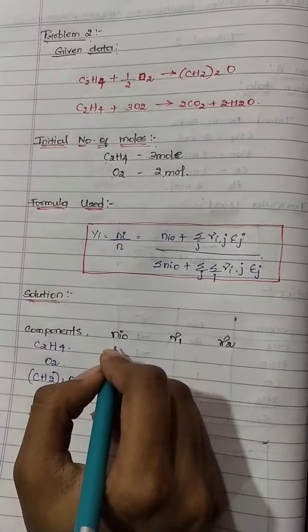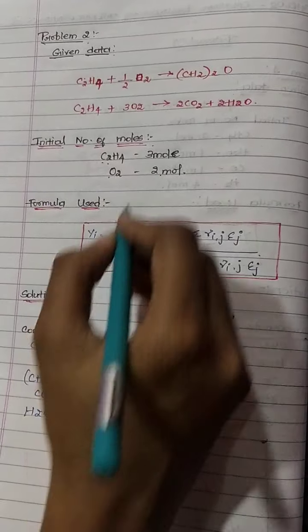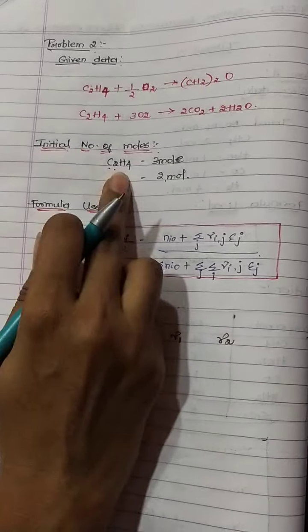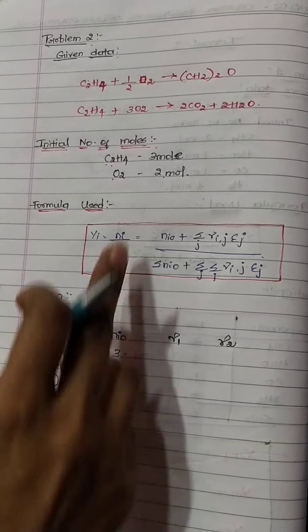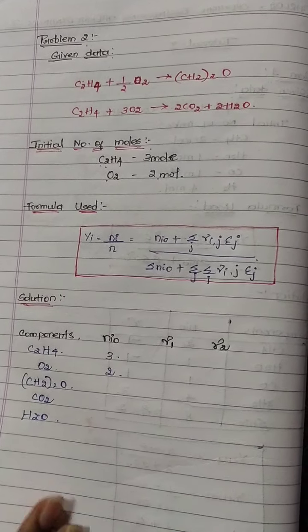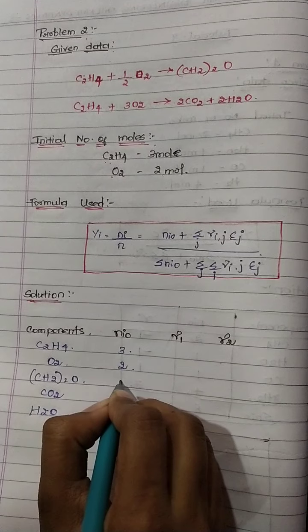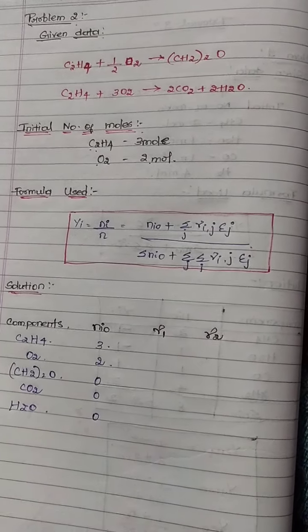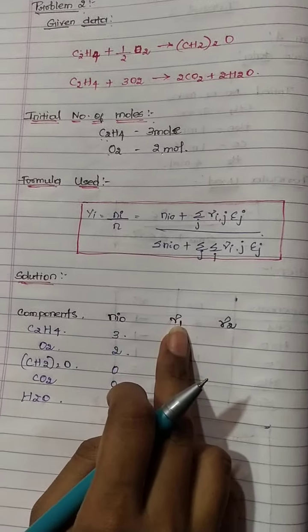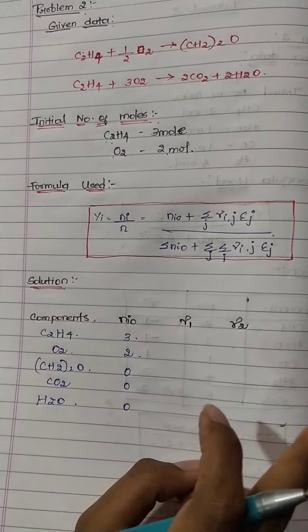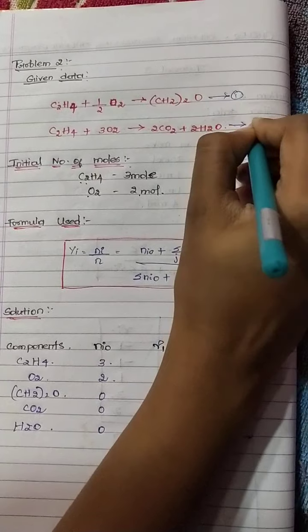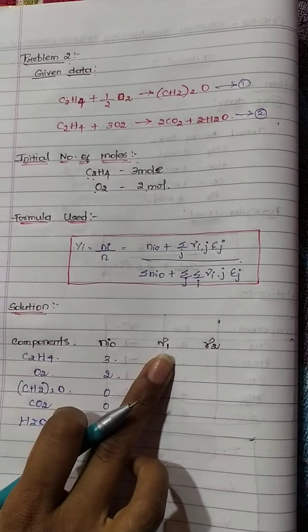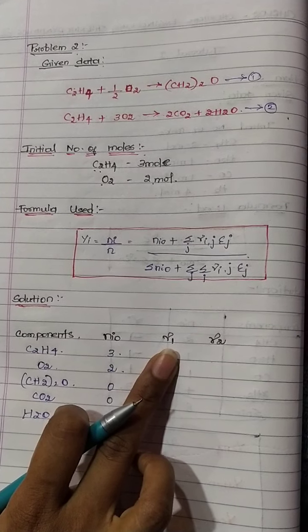Now Ni naught for C2H4 is 3 moles and O2 is 2 moles, and the other things are not given in the question. As I told earlier, you can put them as 0, 0, 0. Now nu 1 refers to the first reaction. So you can name this reaction 1, reaction 2.